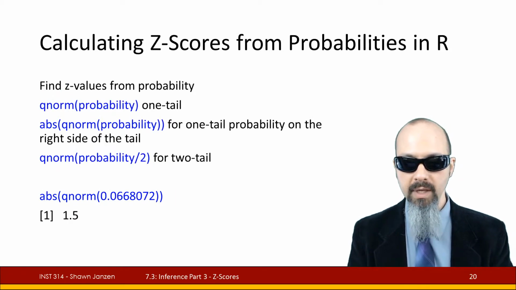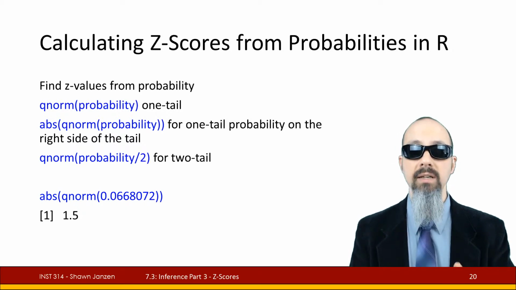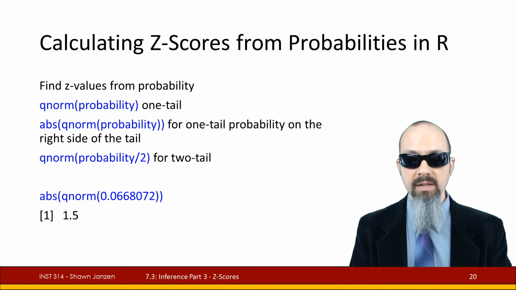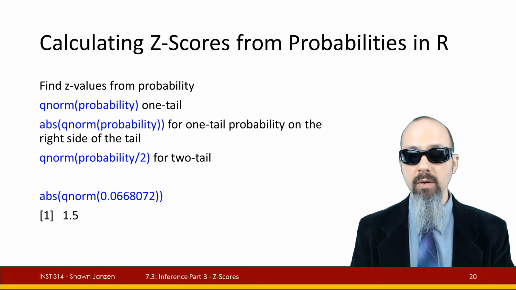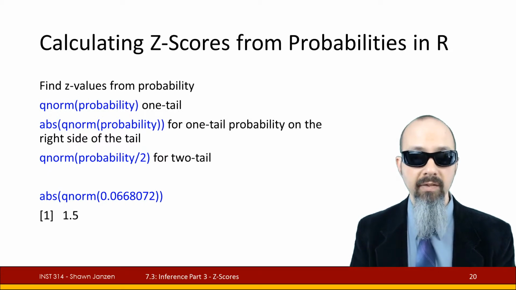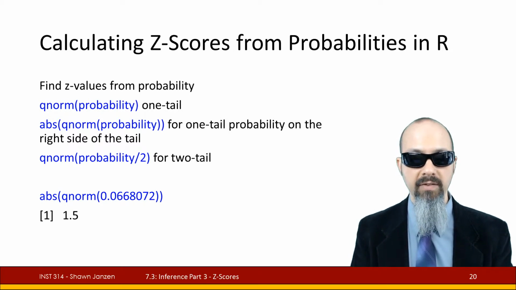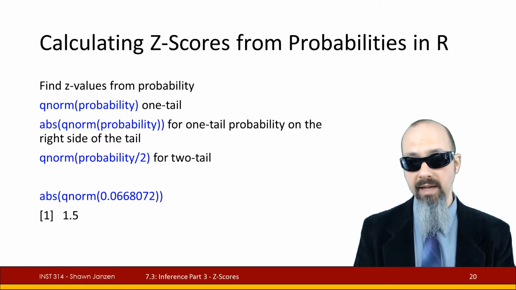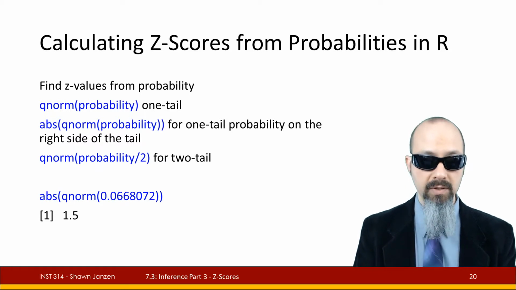Neat little trick. So can we go ahead and reverse this? And if we have a probability, can we get the z-score? Yes. So in this case, you may remember if we were working on the chi-squares, you had q chi-square to get the chi-square critical value. Well, similarly, we're going to have a q in front of norm to get a z value. So we're going to do q norm on a given probability for a one-tail value. And if we do an absolute value of q norm probability, then we're going to get the z-score for the right tail.